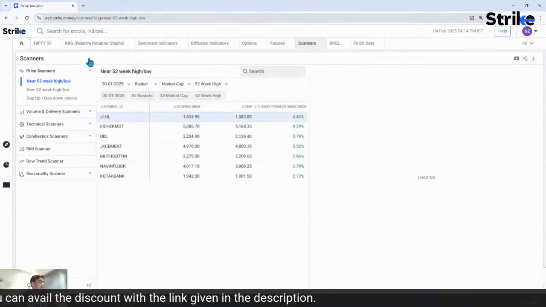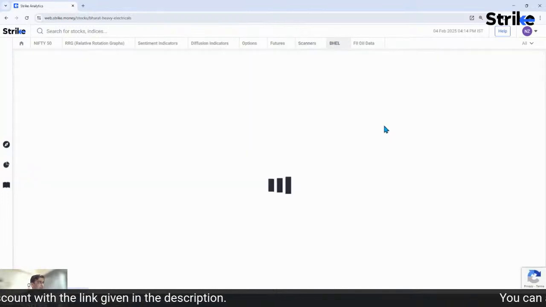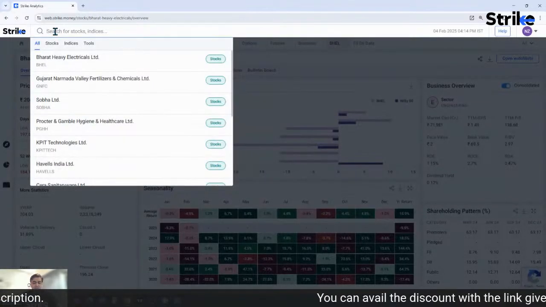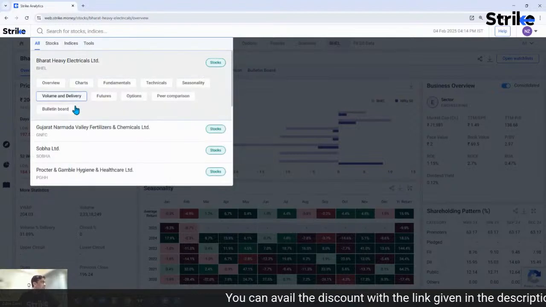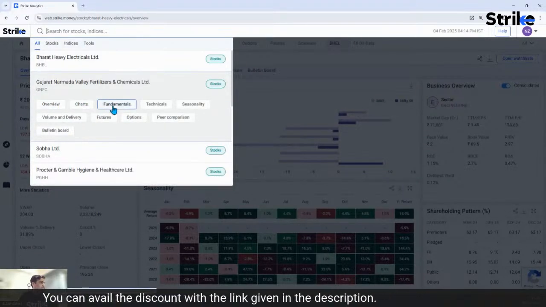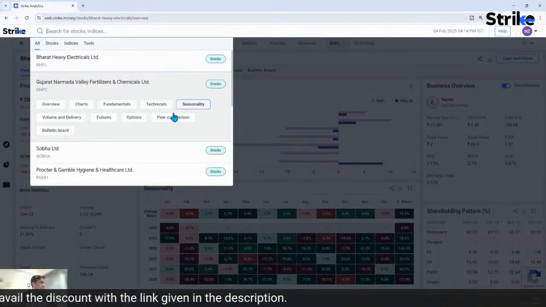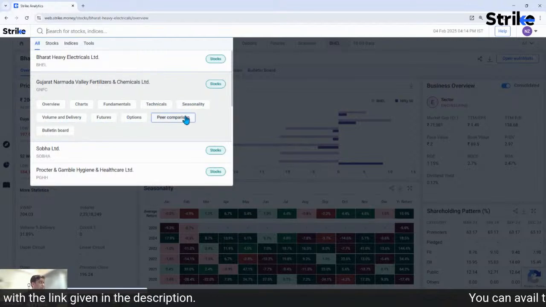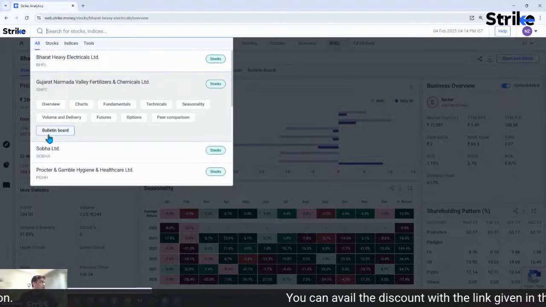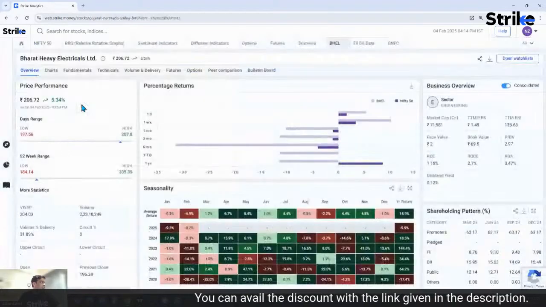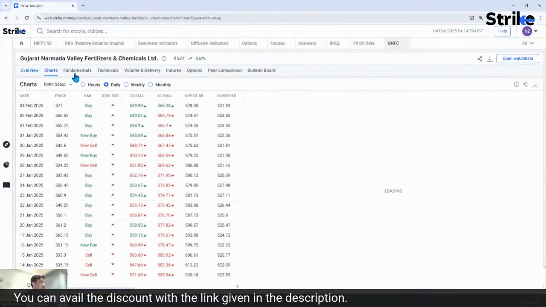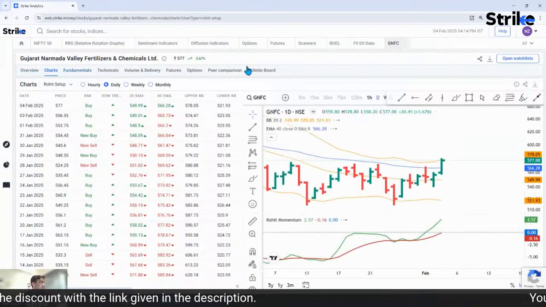And if you want to look at any particular stock in detail, you can just type in over here the name of a stock, let's say Gujarat Narmada, and click on overview, charts, fundamentals, technicals, seasonality, futures, option, peer comparison, any information that you need on this particular stock. All this information is given to you over here. All right, so you have overview, and this way you can just go through it.